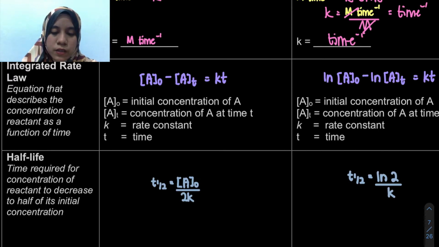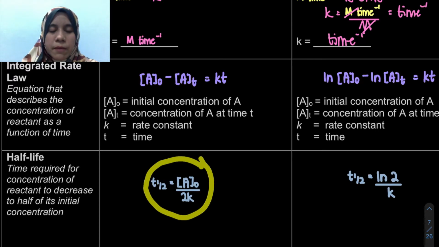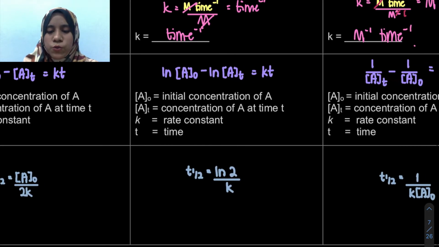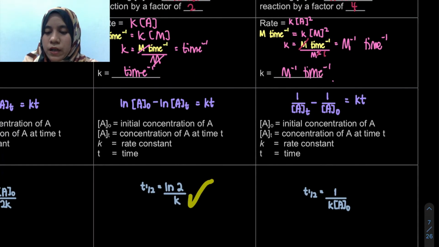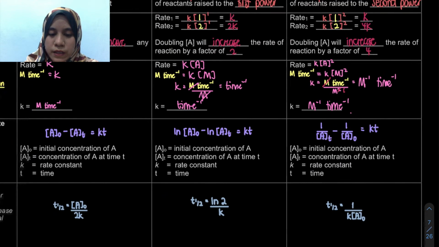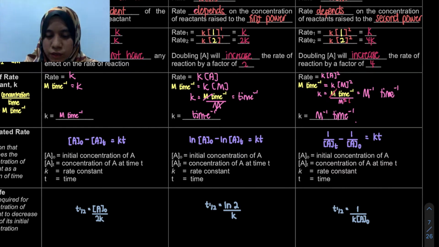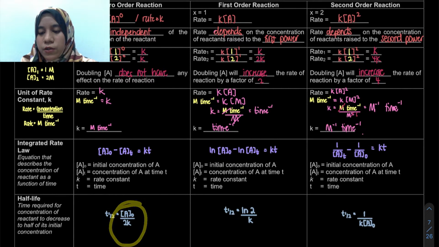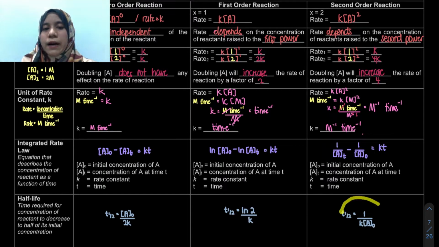For the zero order, half-life is equal to [A]0 over 2k. For the first order, ln 2 over k. For the second order, half-life is equal to 1 over k[A]0. Remember that for the first order, the half-life does not depend on the initial concentration. Zero order is [A]0 over 2k, second order is 1 over k[A]0. Okay, so that is the equation.